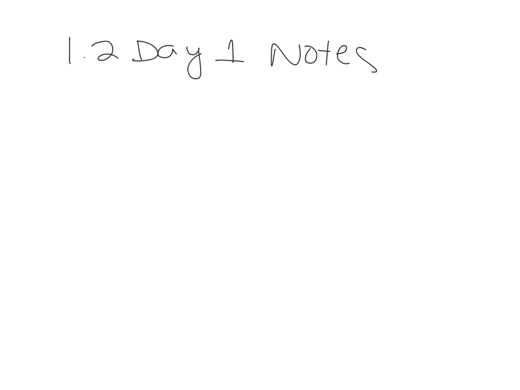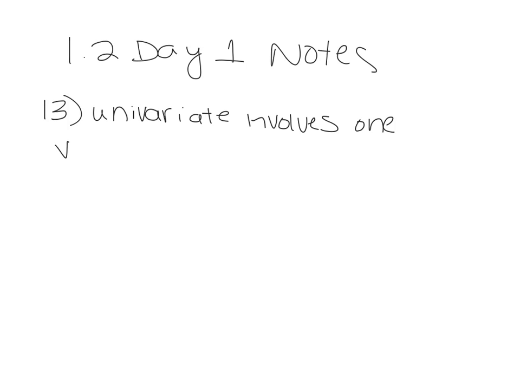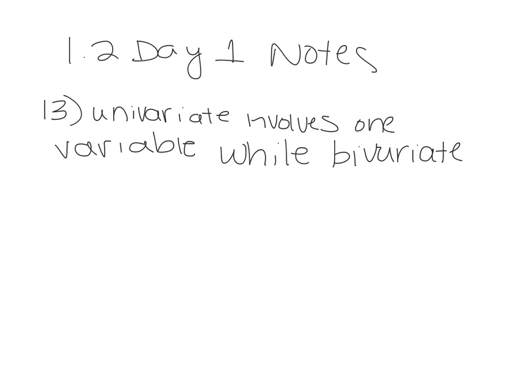So the first thing we're going to look at is what it means that our data is univariate as opposed to bivariate. So we're looking at number 13 there. Univariate involves one variable, which you probably were able to figure out, while bivariate involves two.